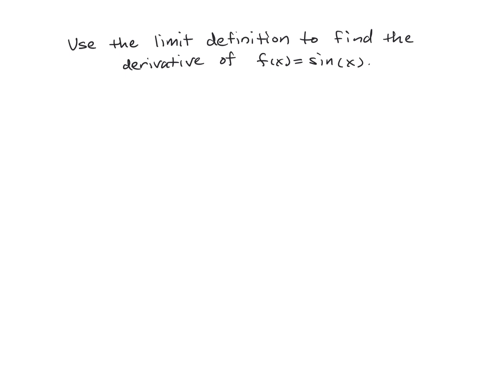Okay, so in this video, we're going to use the limit definition of the derivative to find the derivative of the sine function. And the first thing we want to do is recall that definition from before. So remember that the f prime of x formula is the limit as delta x goes to 0 of f of x plus delta x minus f of x, all divided by delta x.